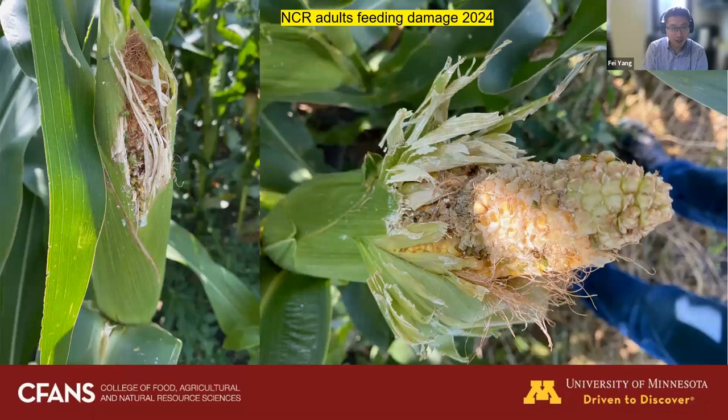So this is a field in Clearwater County in 2024, and we see lots of northern corn rootworm infestation there. If you look at the left hand of the picture, this corn ear is heavily infested by northern corn rootworm. And when we peel the husk, you can see most of the kernels, down to the middle of the ear, were damaged by the northern corn rootworm beetle. These are damaged by the beetles, not by birds. So we can see sometimes if we have heavy infestation in the field, these adults can also cause significant damage to your corn production.